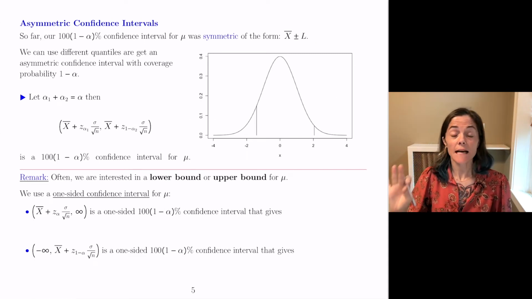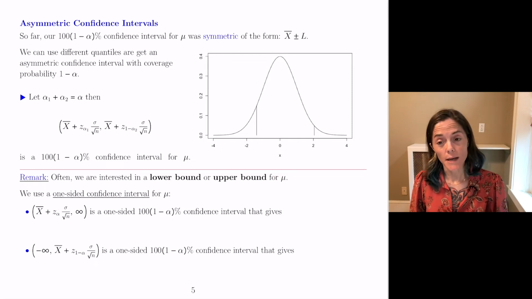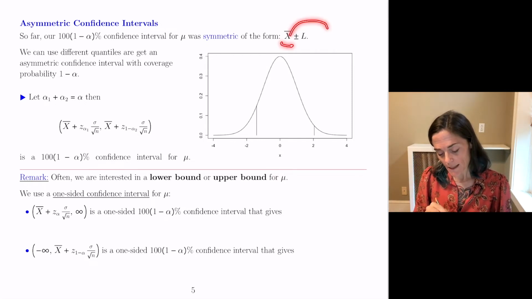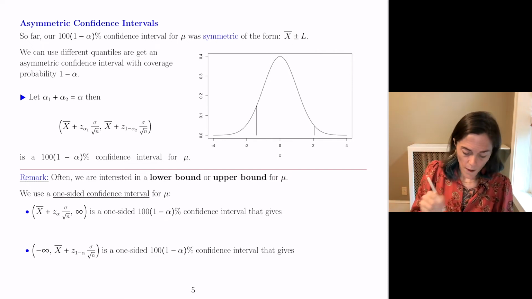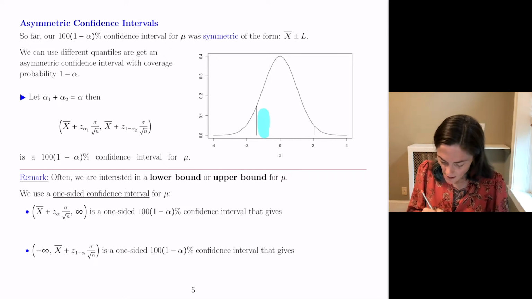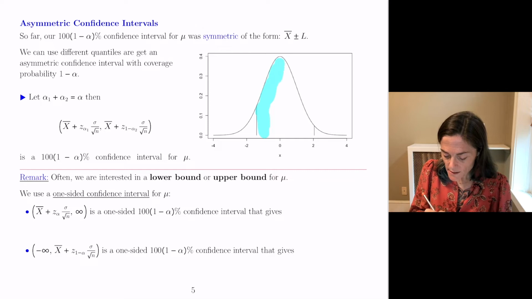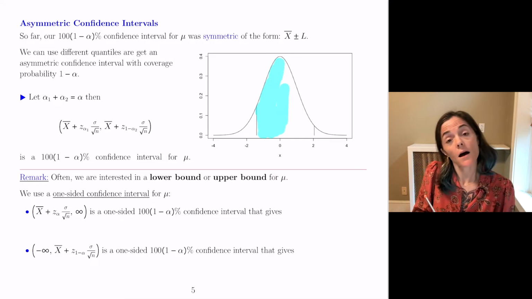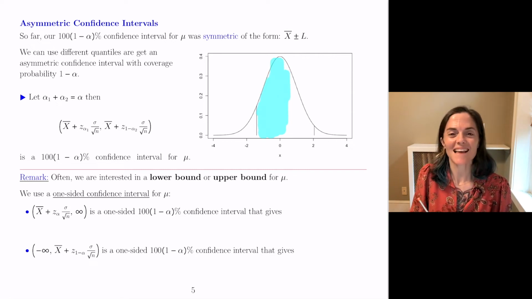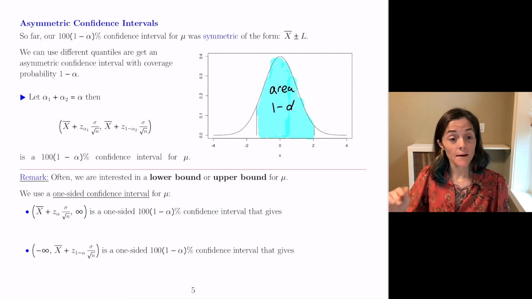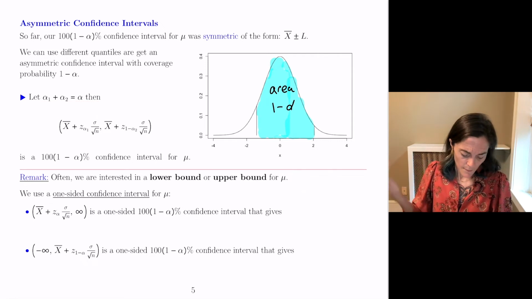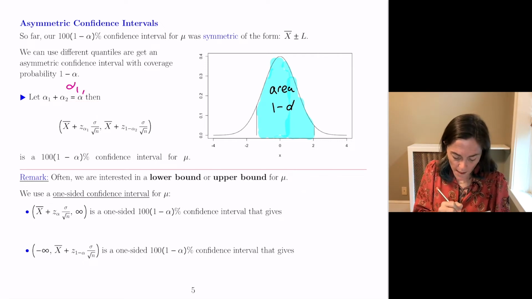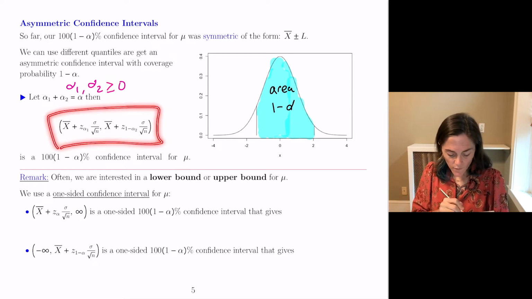So far, in our discussion of confidence intervals, we've had this symmetric form: X bar plus or minus L. This was our margin of error, but it doesn't have to be of this form. So in my picture, you notice the two tails have different areas, but what I would still require is that all of this blue has area 1 minus alpha. More specifically, suppose alpha 1 plus alpha 2 equals alpha. And these are two probabilities, so I need that both alpha 1 and alpha 2 are non-negative. Then I can create this interval.